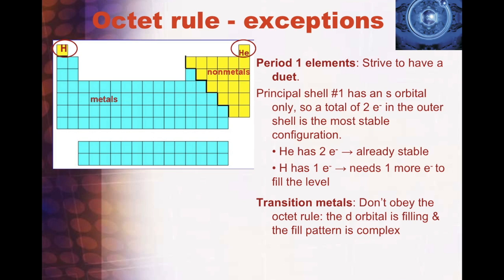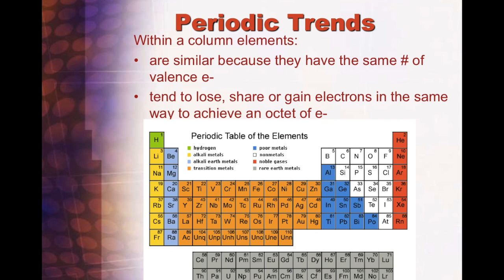Transition metals also don't follow the octet rule because the D shell is filling, and the filling pattern for the D shell is more complex, and we're really not going to talk about it more in this class. Next, we're going to talk about some periodic trends.